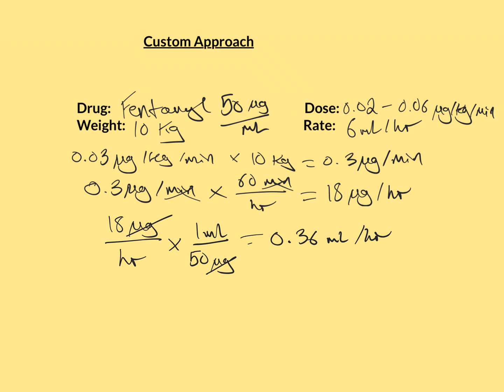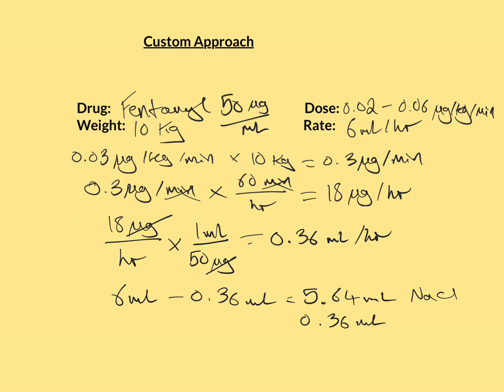However, if you wanted to be a bit more precise, then again, we're going to get our good friend saline. We're giving it at 6 mils an hour. We're just going to take 6 mils minus 0.36 mils, and we're going to end up with 5.64 mils of saline for every 0.36 mils of fentanyl. You're just going to mix those two together and put them in at 6 mils an hour.